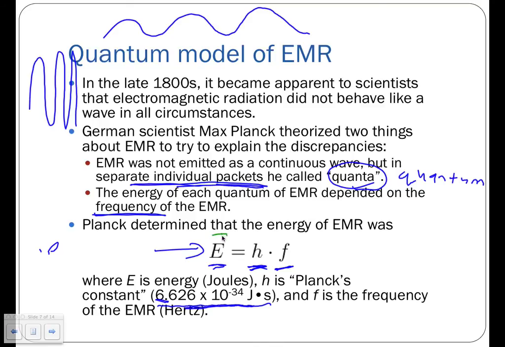Energy we're going to measure in joules, J-O-U-L-E-S. You can see it spelled right here. That's our unit of energy. H is, we said, Planck's constant, the 6.626 times 10 to the negative 34th. That's what we put in for H always. And then the frequency is the frequency. It's going to be measured in hertz, just like all the other frequencies that we've seen so far here. So this is sort of what Planck thought.